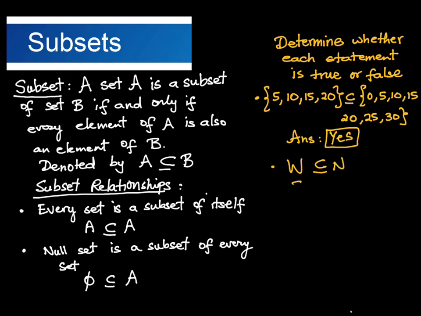Second one is the set of whole numbers is a subset of natural numbers. That's false, right? Because whole numbers has an extra 0, which does not belong to the counting numbers or the natural numbers. Because the counting numbers start from 1, whole numbers start from 0.